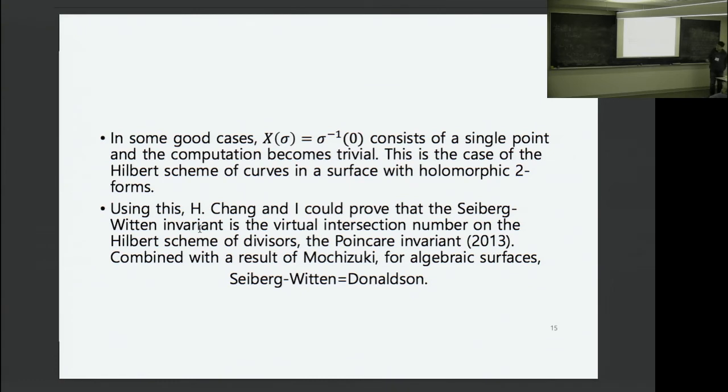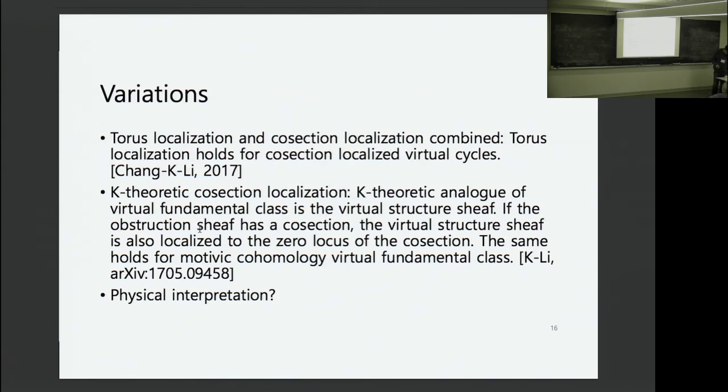Right, but still, there is a variation of the cosection localization. There's something called torus localization for virtual fundamental classes. And we can combine the torus localization and cosection localization. That was proved a couple of years ago. And then also we can think about K-theoretic cosection localization. There is a K-theoretic version of a virtual fundamental class that's called the virtual structure sheaf. If the obstruction sheaf has a cosection as before, the virtual structure sheaf is also localized to the zero locus of the cosection. So cosection localization is not just a phenomenon for Chow groups. It's a phenomenon for a deeper level, I suppose. The same holds for motivic cohomology.